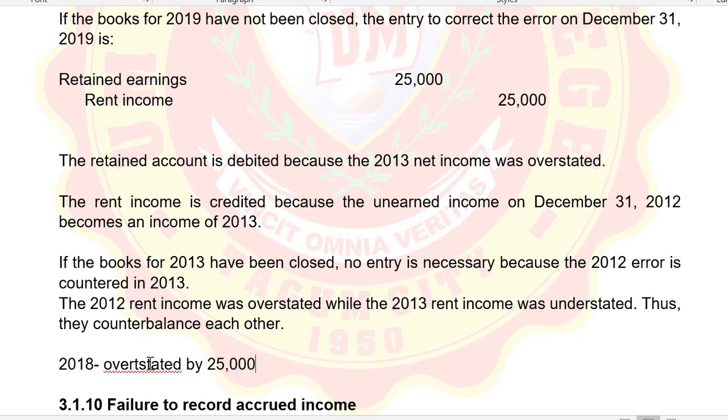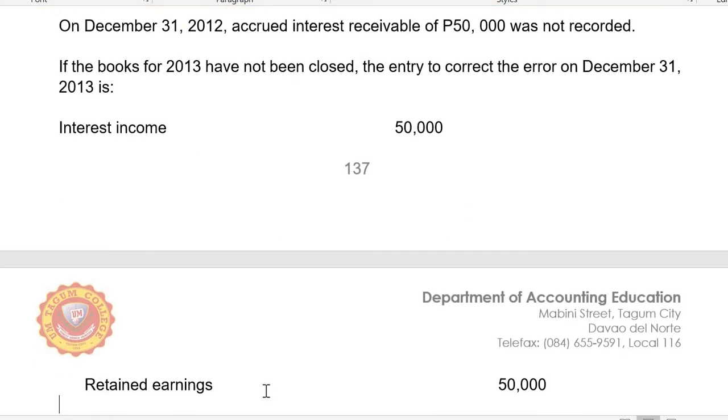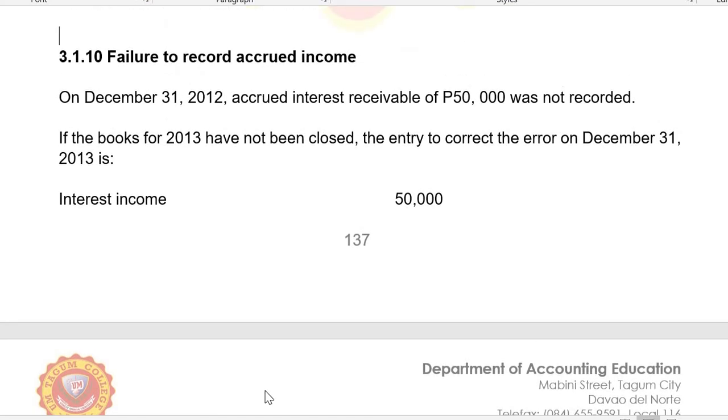And then, for 2019 naman, so di ka nakapag-record ng net income. So, understated yung rent income mo. So, understated din yung net income mo. Of course, may 25,000. Okay, so yun siya. Nag-counterbalance siya, no? Yung error. 2018 is overstated, but yung net income mo for 2019 is understated also by 25,000. Okay, yun siya. Next is failure to record accrued income.